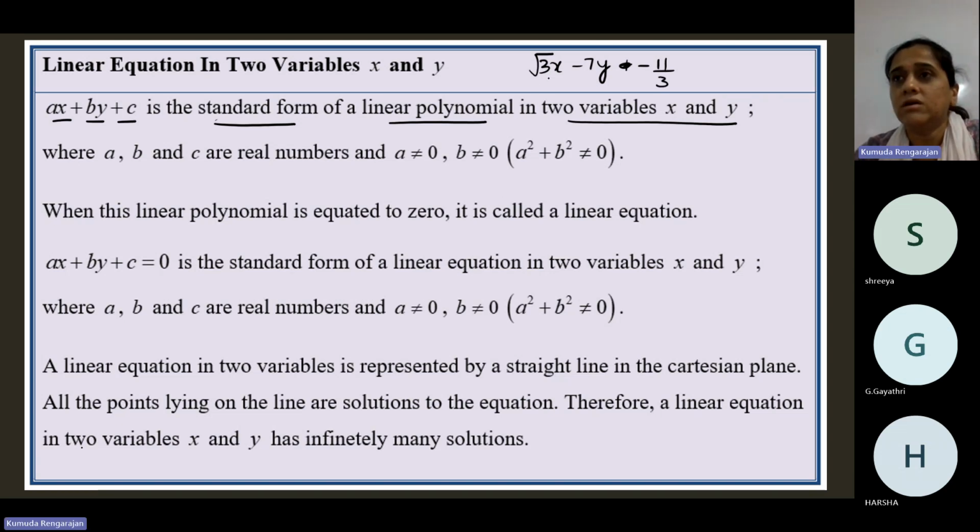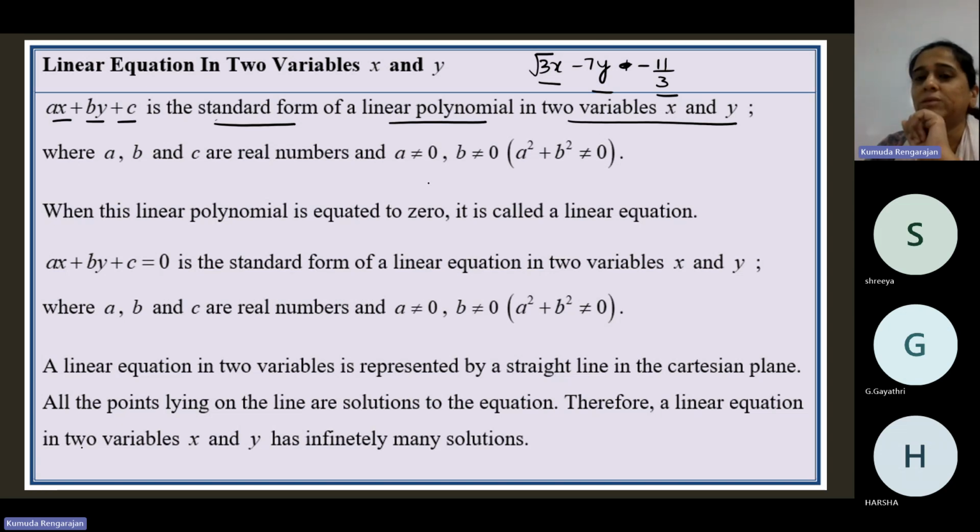Okay, so now in this polynomial, how many variables do you see? Two variables, x and y. What's the power of x? 1. What's the power of y? 1. So what's the highest power? 1. So linear. When will you use the term linear? When the highest power of the variable or the variables involved is 1. Then it's linear. So here there are three terms.